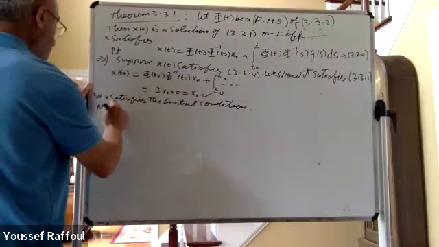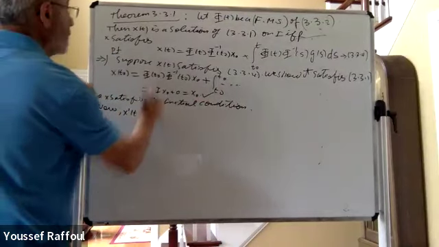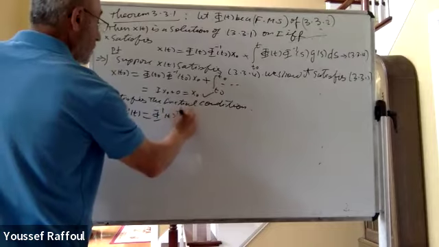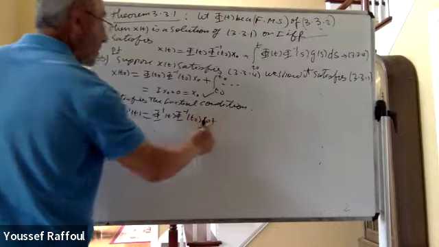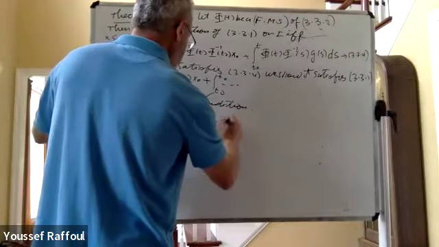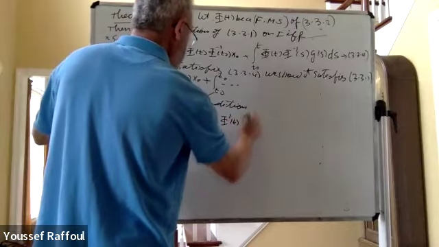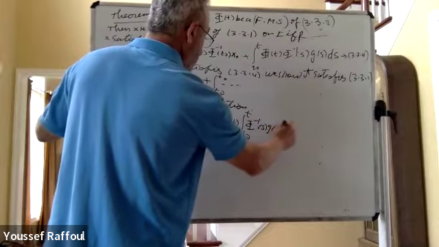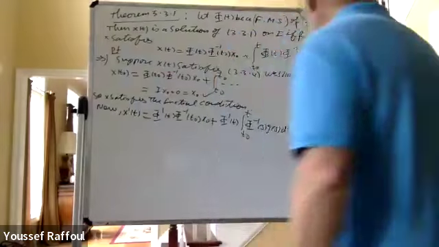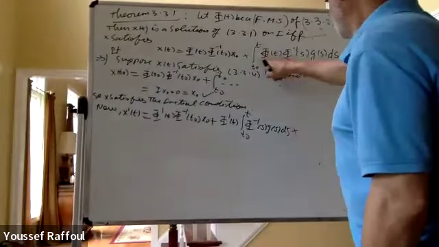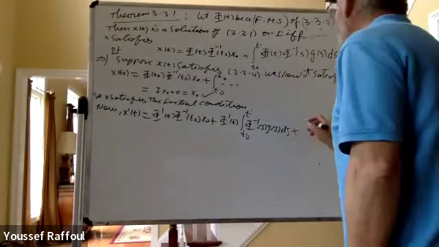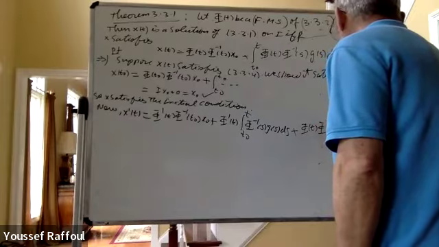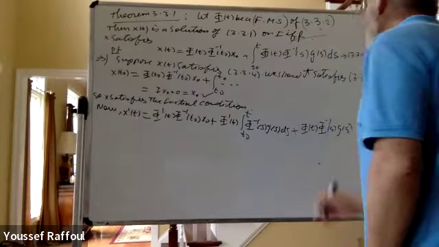Now, x prime of t equals phi prime of t phi inverse of t_0 x_0, plus phi prime of t integral from t_0 to t of phi inverse of s g of s ds, plus, this is a Leibniz rule, plus phi of t phi inverse of t g of t.